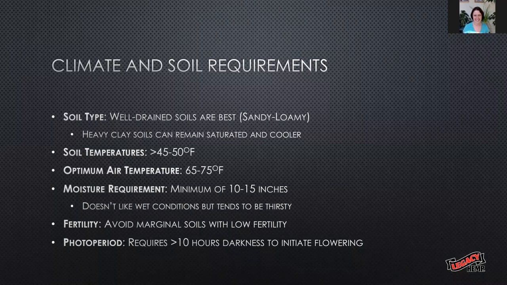Our soil temperatures, we prefer to see this between 45 and 50 degrees Fahrenheit. 45 preferred on the fiber because we can plant that a little sooner. The grain, we would prefer to see 50 degrees or warmer at planting time. The optimum air temperature is going to be somewhere between 65 and 75 degrees. We're going to be well above that during our summers here in Wisconsin, which is fine. This plant will grow during those times, but there is an optimum range for the plant itself.